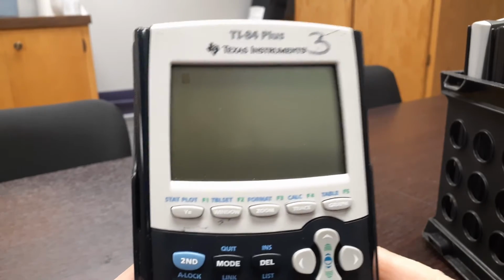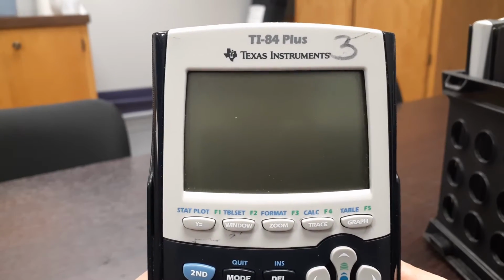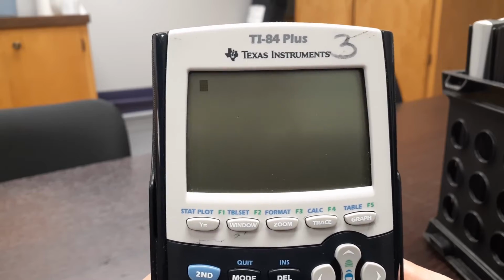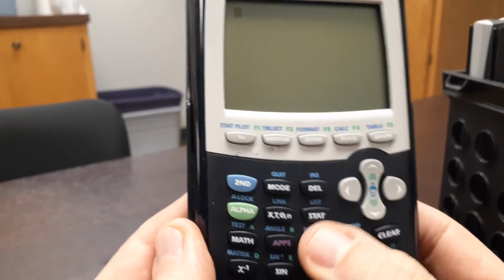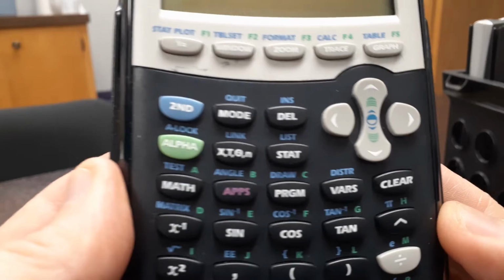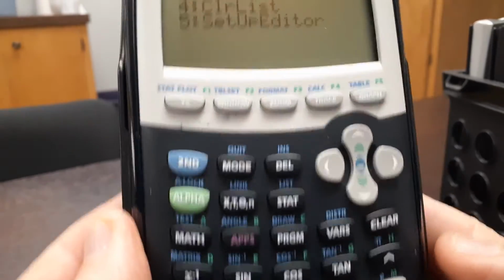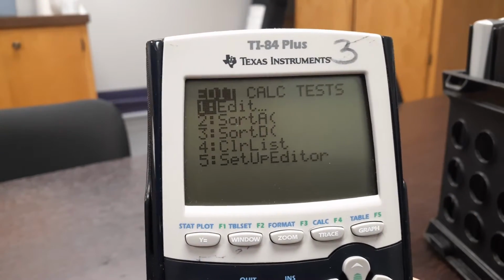So here's a quick lesson on using the graphing calculator. First, you've got to have your stats, so you've got to have your numbers. And since we're doing stats, there is the stat button. And it'll look like this when you hit stat.